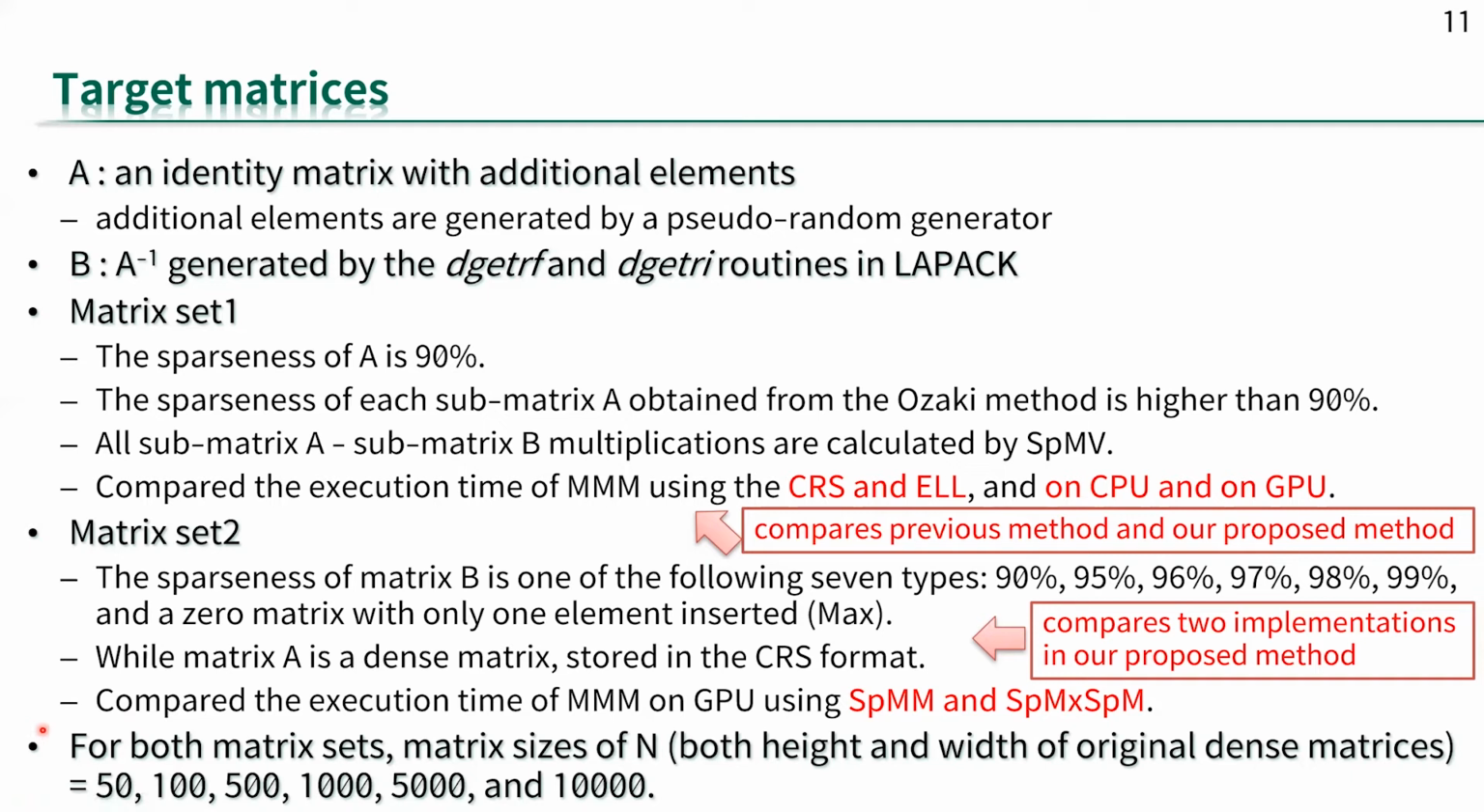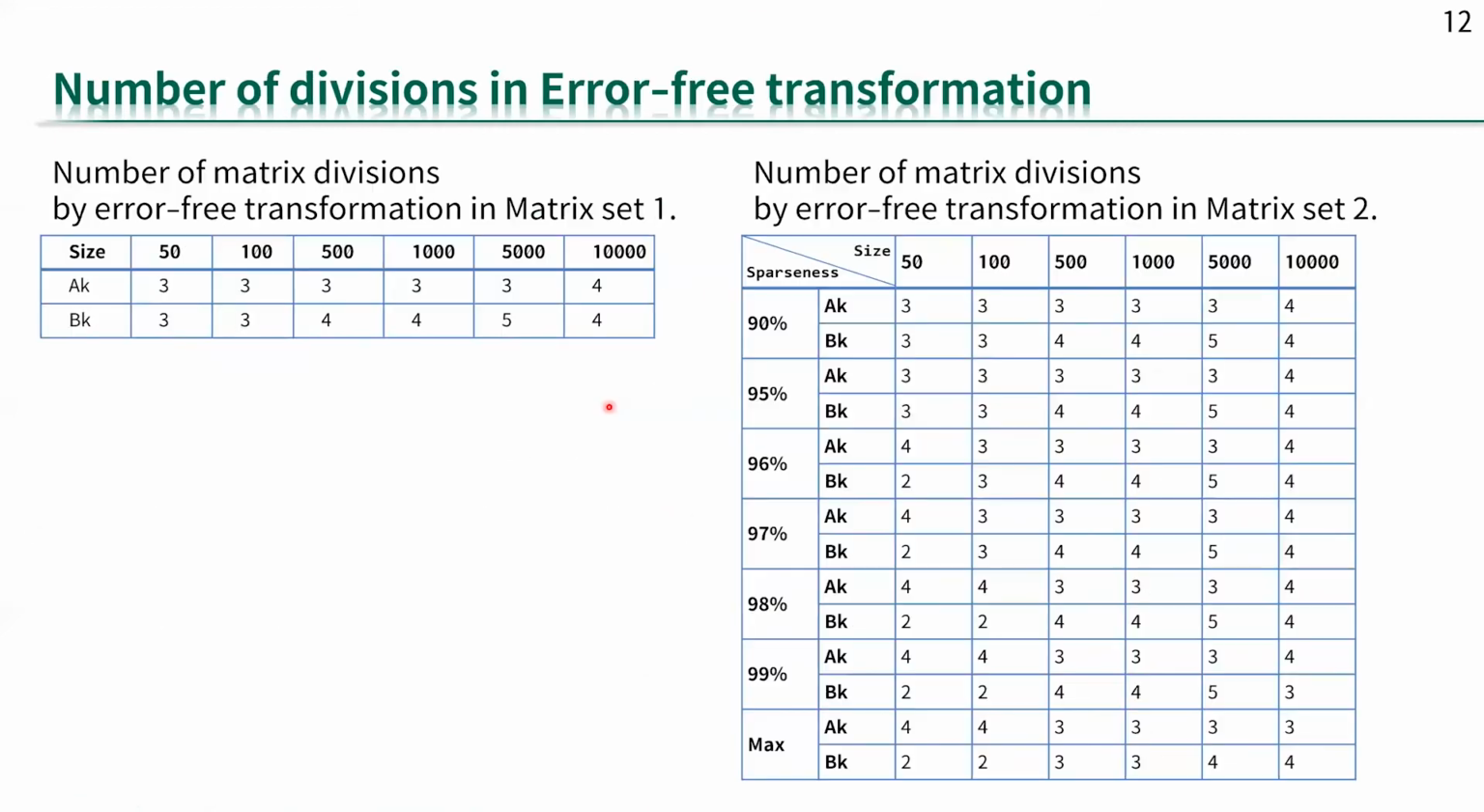For both matrix sets, matrix sizes, meaning both height and width of original dense matrices, are 50, 100, 500, 1000, 5000, and 10,000. These tables show the number of matrix divisions by error-free transformation in each matrix set. A large matrix size does not always require a large number of matrix divisions. These numbers depend on the algorithm of the Ozaki method.